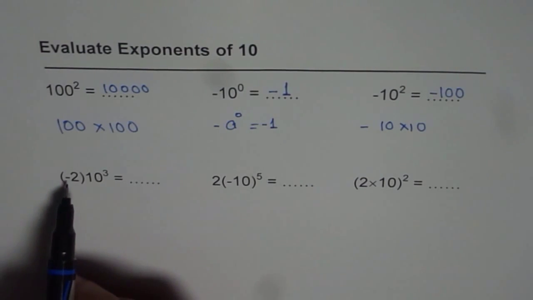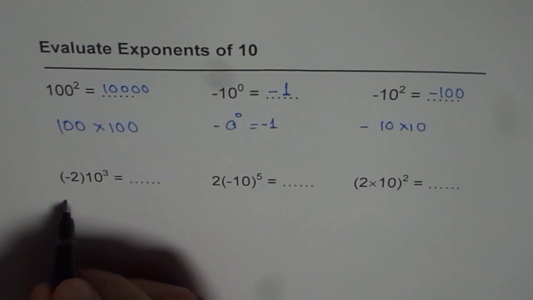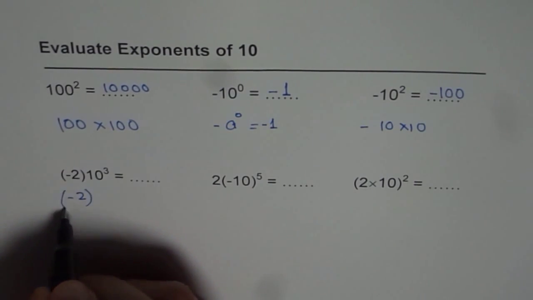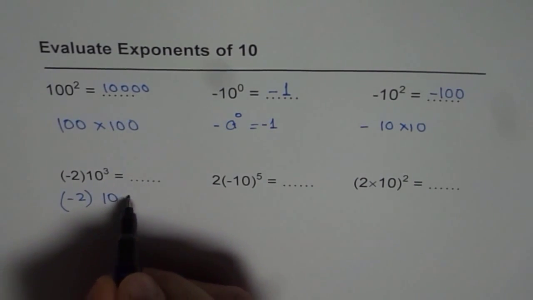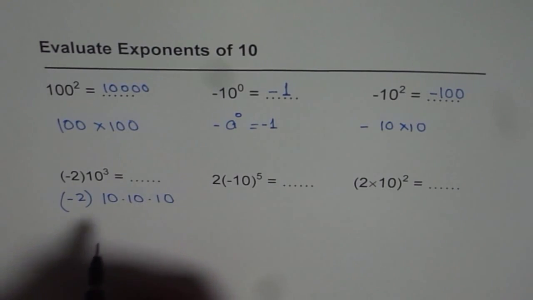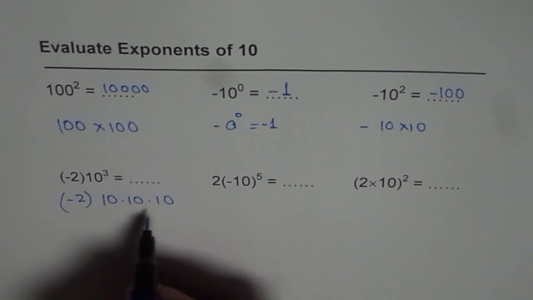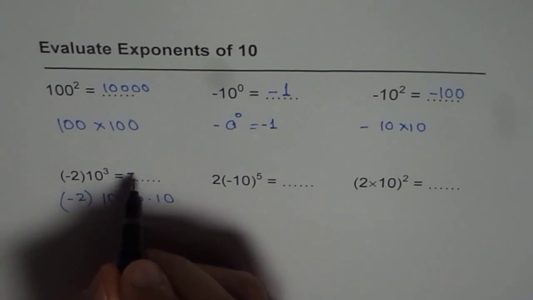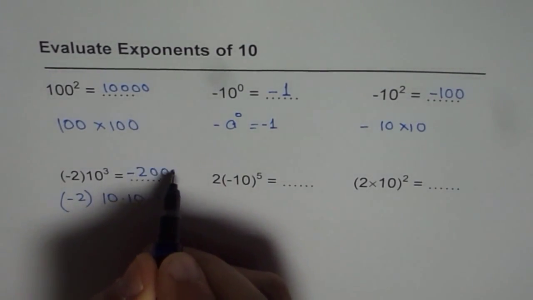Now here we have minus 2 times 10 cubed. Now minus 2 is not cubed here, only the number 10 is cubed. So it is basically minus 2 times 10 cubed, which means 10 times 10 times 10, right? 10 times 10 times 10 is 1000, so it's minus 2000. So you get minus 2000.